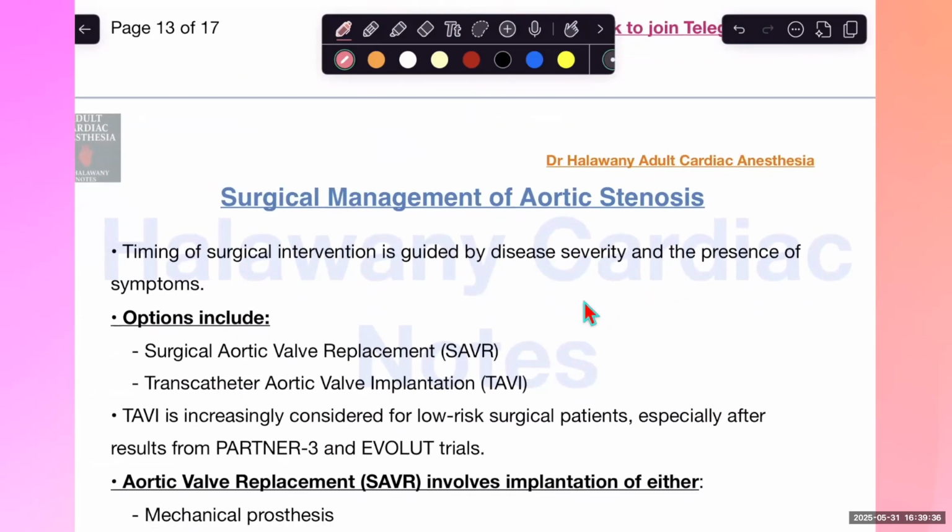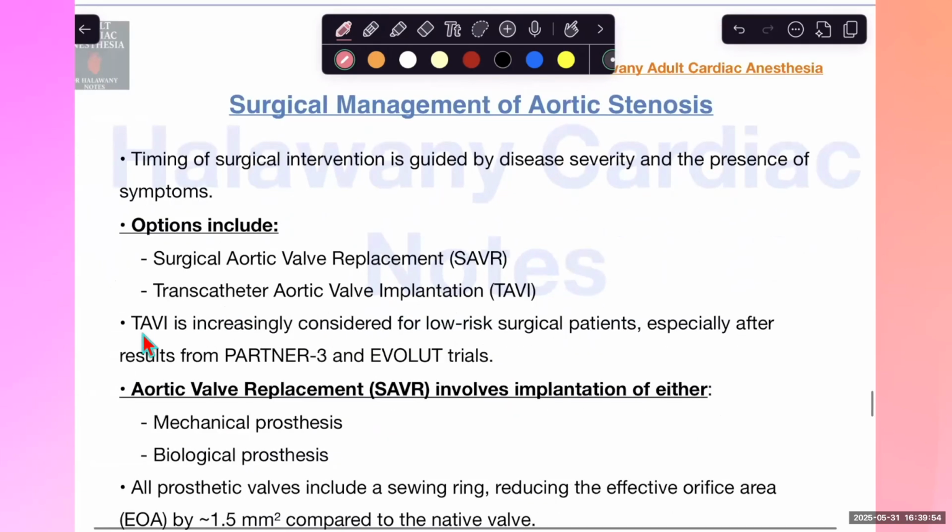Now we diagnose the aortic stenosis, we understand everything about it, what they are doing for it. They are either doing surgical treatment by SAVR, surgical aortic valve replacement, or TAVI, and sometimes we call it TAVR in some areas, which is transcatheter. Earlier, TAVR was for high risk. Now, after the PARTNER 3 and EVOLUT trials, they are giving it even to low risk surgical patients.